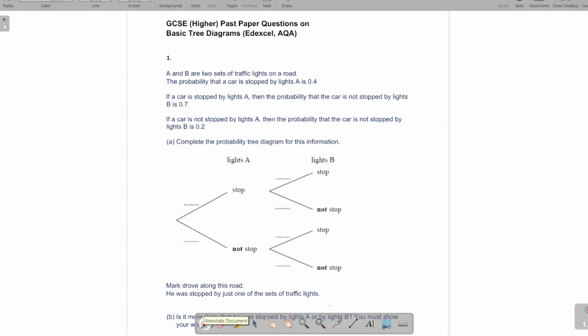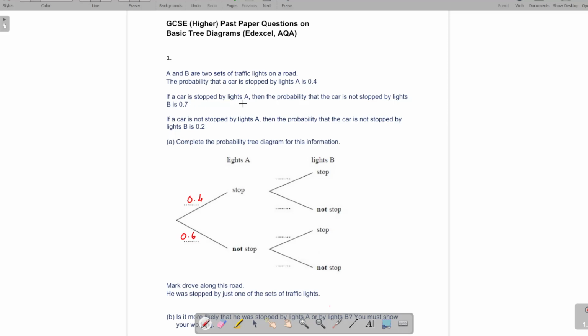This topic is on basic tree diagrams. Let's look at question 1. A and B are two sets of traffic lights on a road. The probability that a car is stopped by light A is 0.4. So that means that is 0.6.